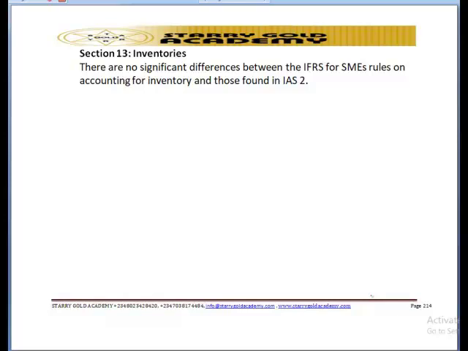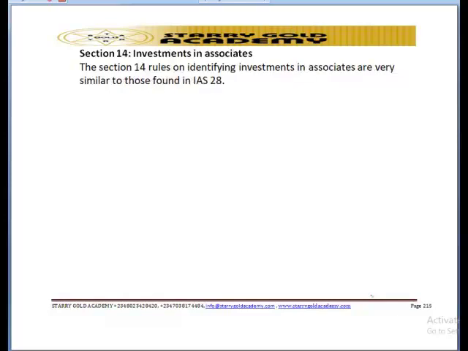Now Section 14, this particular section also has identical rules. Do you get? It is investment in associates. So the rules on identifying investment in associates are very similar to those found in IAS 28. That's the full IFRS that is treating this. So similar to those found in IAS 28.